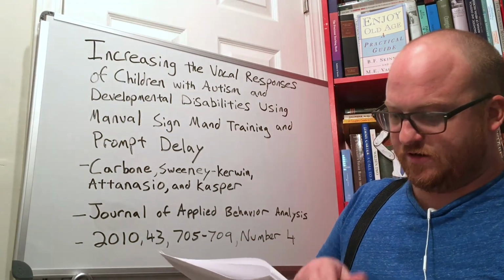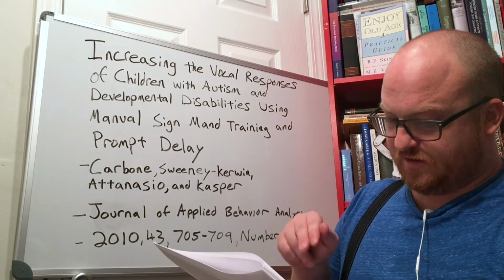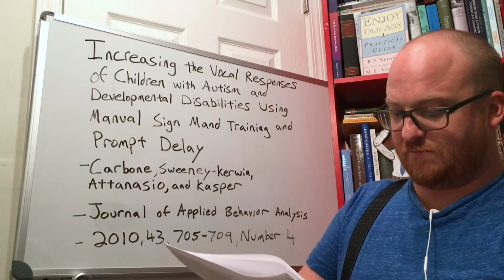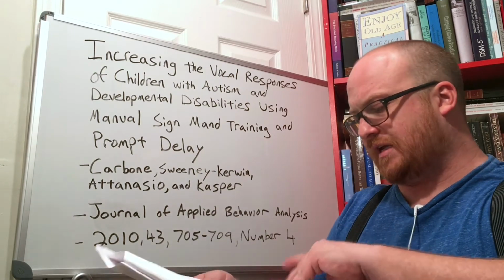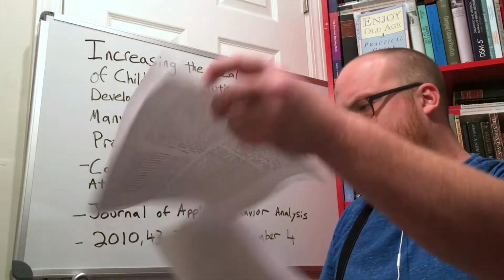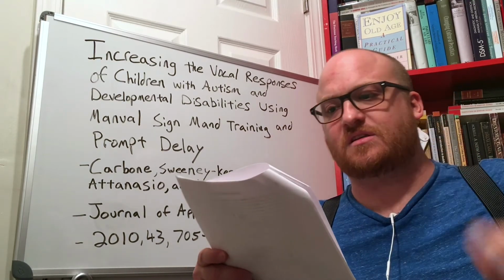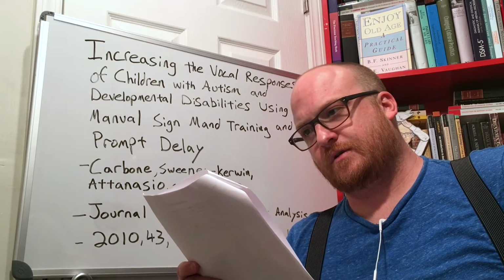So what do we got? Oh, here's the key sentence. The findings of this study support the conclusion that prompt delay and vocal prompting can be implemented with manual sign language to produce an increase in vocal responses in children with developmental disabilities who emit few vocal responses.